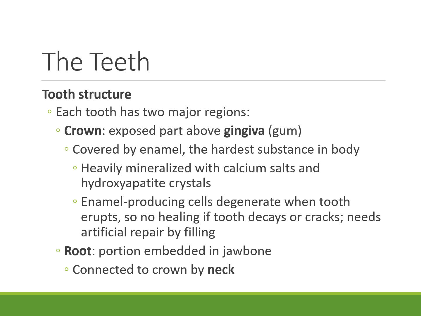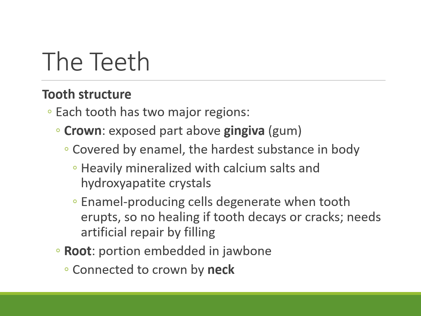It has the crown, which is the part above the gum line or the gingiva. It's covered by enamel, which is the hardest substance in your body, even harder than bone. It is heavily mineralized with calcium salts and hydroxyapatite crystals. The enamel producing cells degenerate when the tooth erupts, so there is no healing if the tooth decays or cracks. It needs artificial repair, so you can't make new enamel on your teeth.